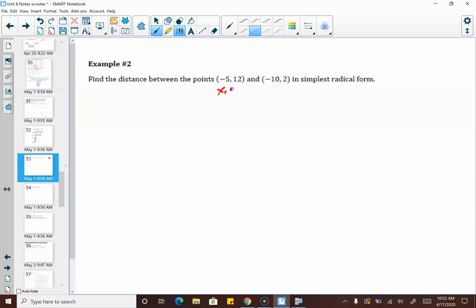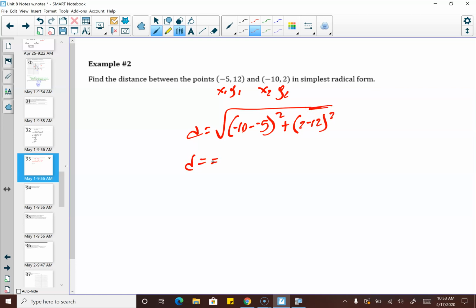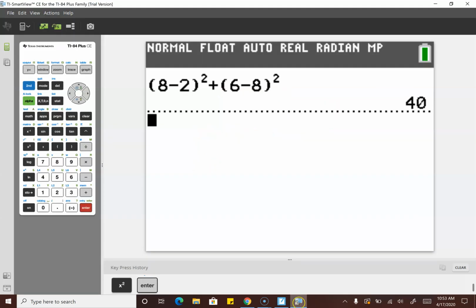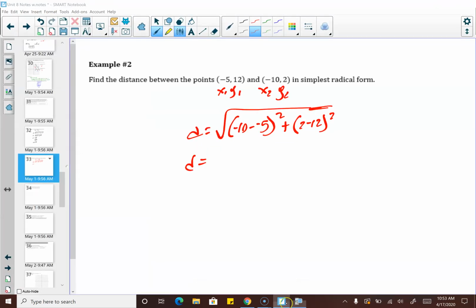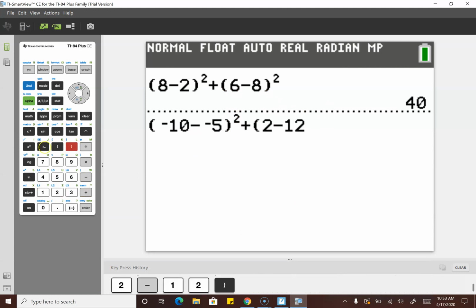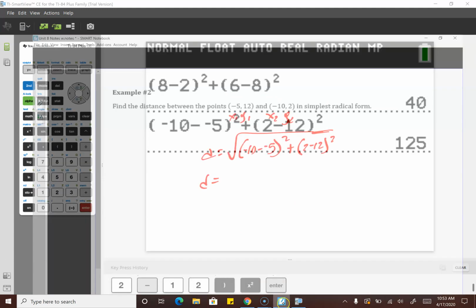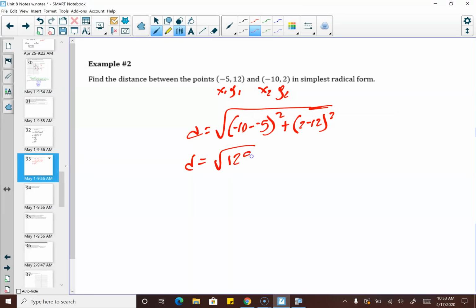So to start this, we'll go x1, y1, x2, y2. So d equals big square root. We will be negative 10 minus negative 5, and be careful with your signs, plus 2 minus 12 squared. All right, again, I'm going to go to my calculator. I'm definitely not going to try to deal with all these negatives just in my head. So open parentheses, negative 10 minus negative 5 squared, plus parentheses 2 minus 12 squared. That gives me 125, so square root 125.